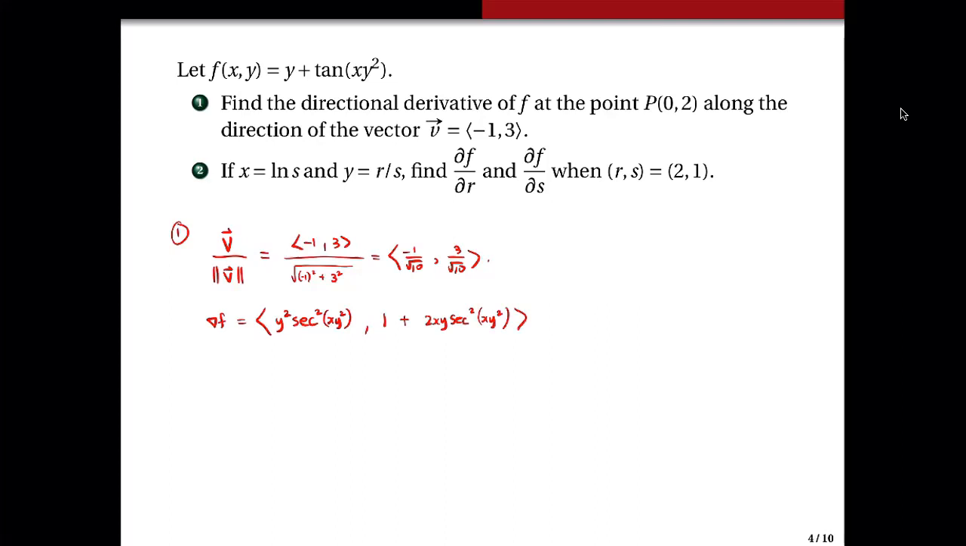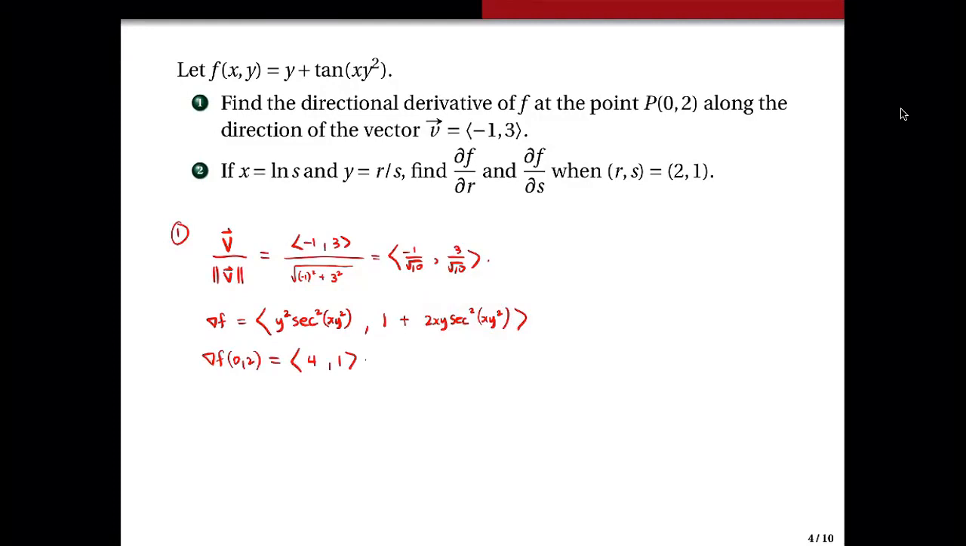And then at the point (0, 2), so the gradient of f evaluated at (0, 2), you'll have secant 0, that's 1, and then you have y squared, so you will have 4. In the second component, there's an x, so this term will be 0, and then you'll just have that 1 there. So (4, 1).